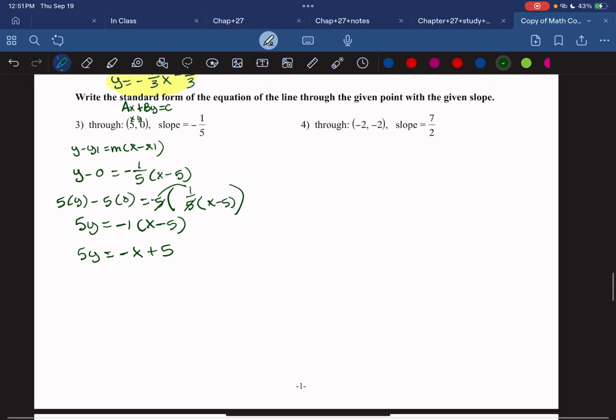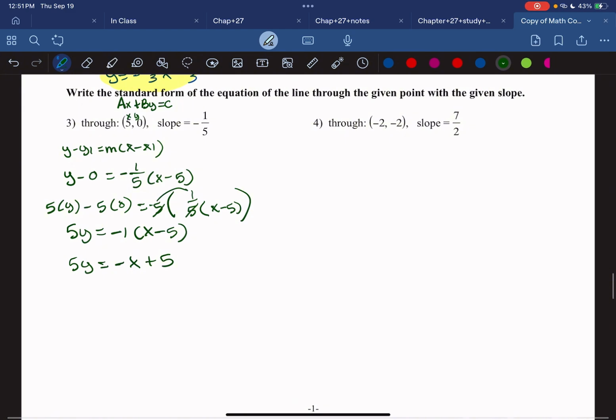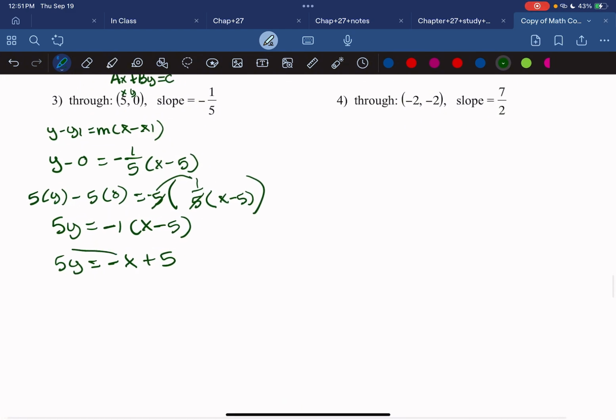This question is asking us for standard form, which means that this x has to go over here. We can add x, or we can just change it to the other side and change the sign. If you're changing things from one side of an equation to another, you have to change the sign. x plus 5y equals 5. And that's our answer in standard form.